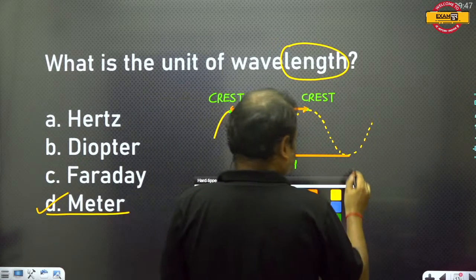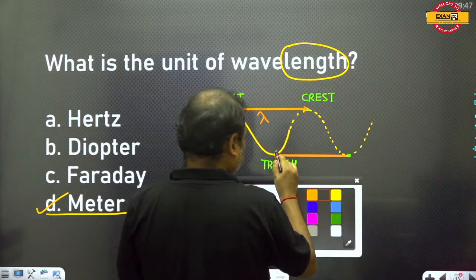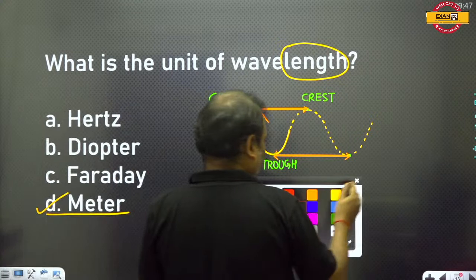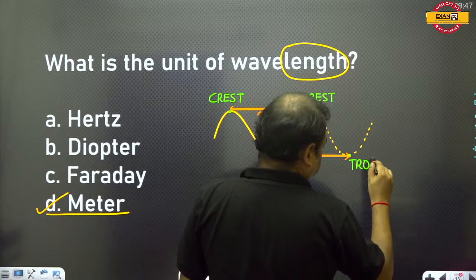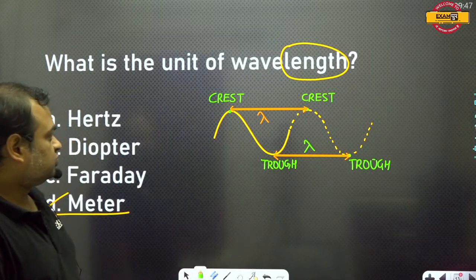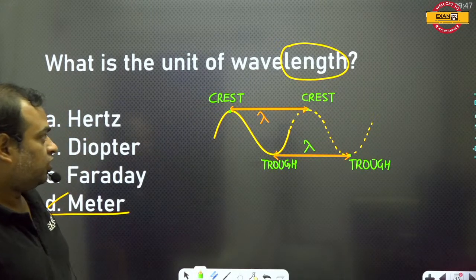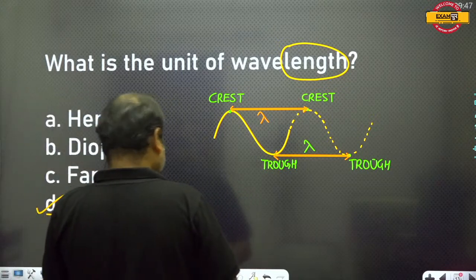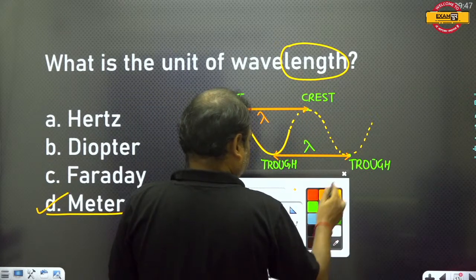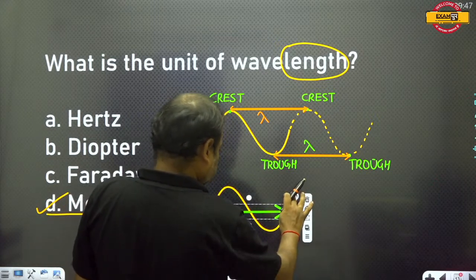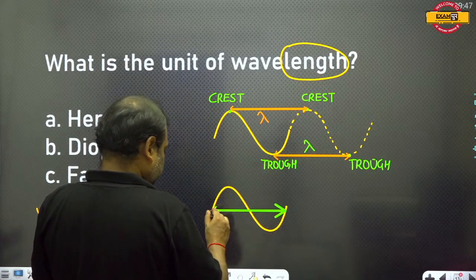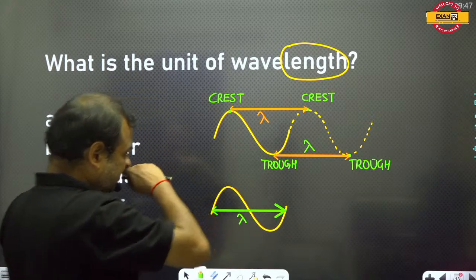Okay, so this is known as the separation between two consecutive troughs, and this distance is known as the wavelength. Wavelength can also be defined as the distance traveled by the wave in one cycle. So this is the distance traveled by the wave in one cycle.